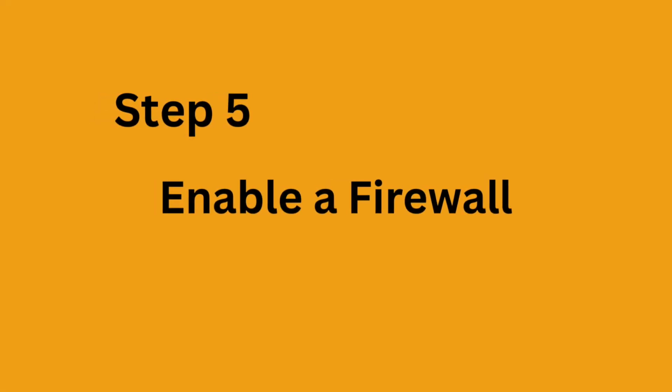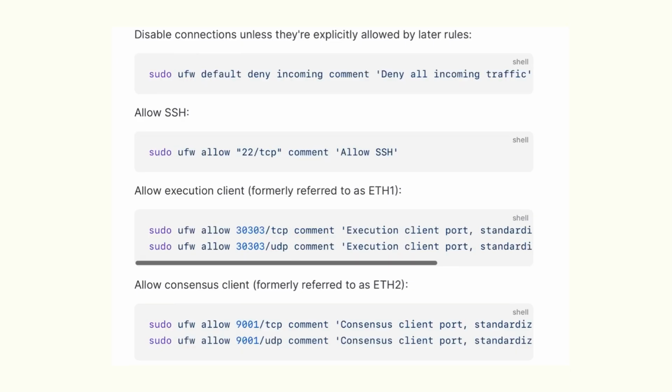We will use UFW, or Uncomplicated Firewall, to allow specific connections and deny the rest. Configure it according to your Rocketpool setup. Here are the commands to allow SSH, your ETH1 and ETH2 clients with the standardized ports.